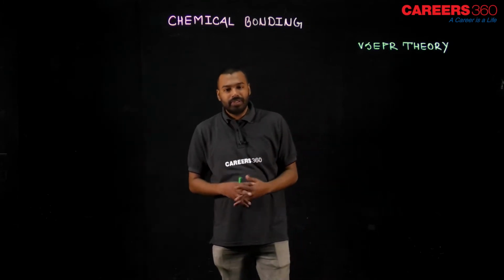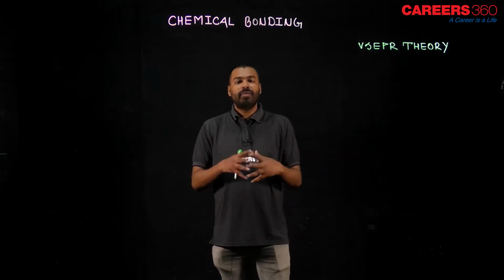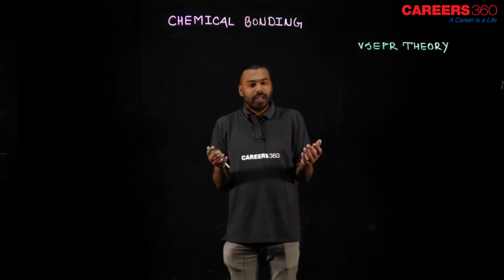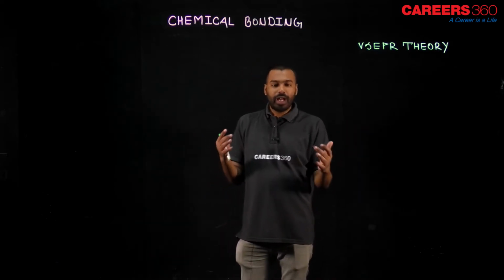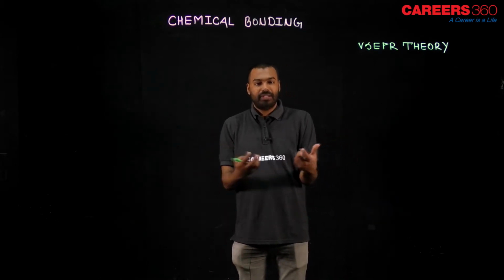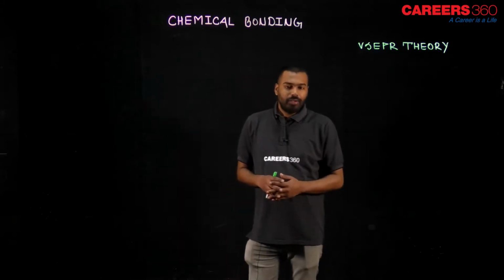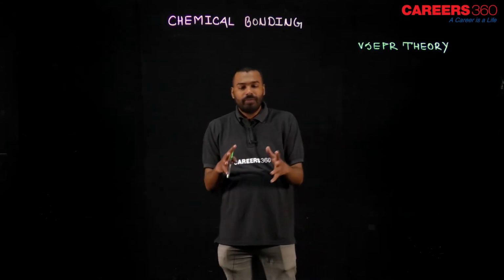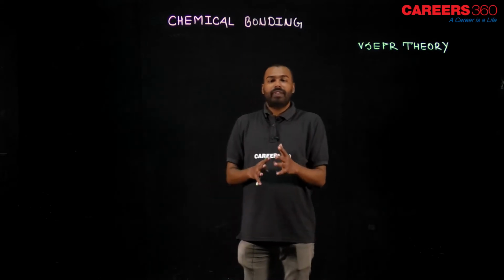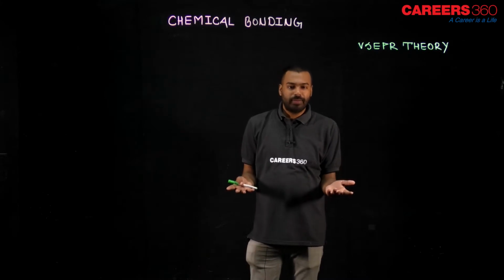What happens actually when two atoms come close to each other to form a molecule? Both atoms have their valence shells, and the electrons present in the valence shell repel each other. So, what happens in chemical bonding? The groups that are going to form bonds with each other arrange themselves in such a way that the repulsion force is minimized.